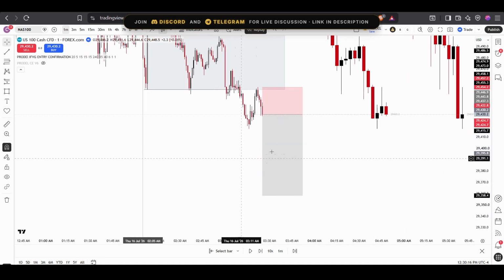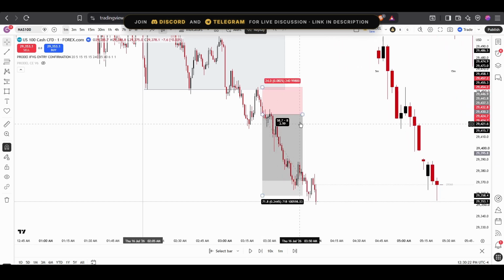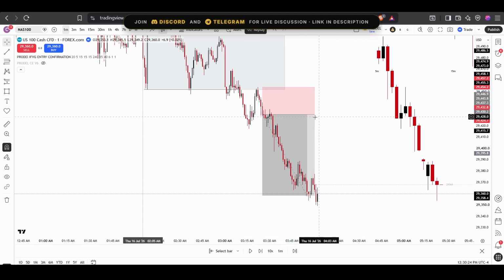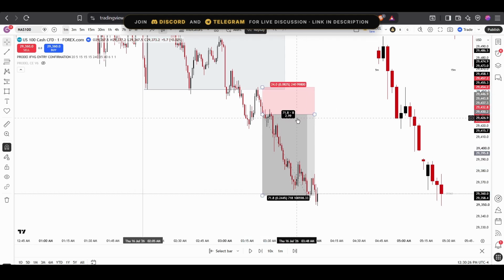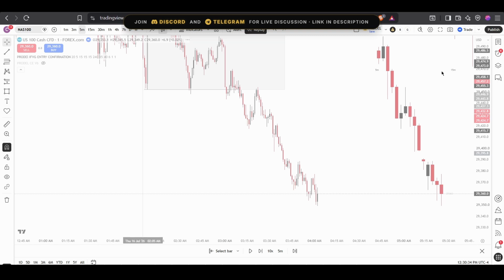You can take 1:2 RR or 1:3 RR, and just put your trade into break even after it hits 1:1.5 RR. This is the perfect trade that successfully hit 1:3 RR. Let's break down another trade.